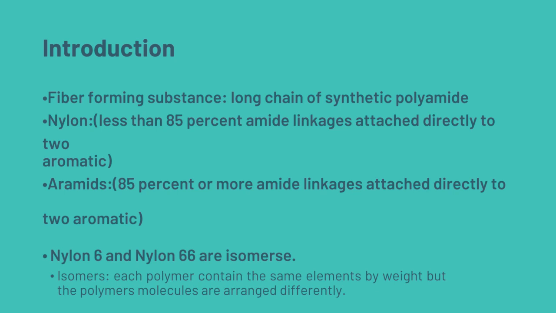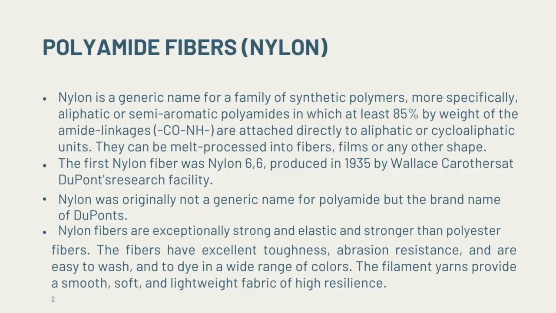Most importantly, nylon 6 and nylon 6,6 are isomers, and we know that polymers having the same chemical formula but different chemical structures are called isomers. Nylon 6,6 was the first nylon fiber and was produced in 1935 by Wallace Carothers at DuPont's research facility. The basic information on this slide is that nylon is not a generic name for polyamide but the brand name of DuPont's.